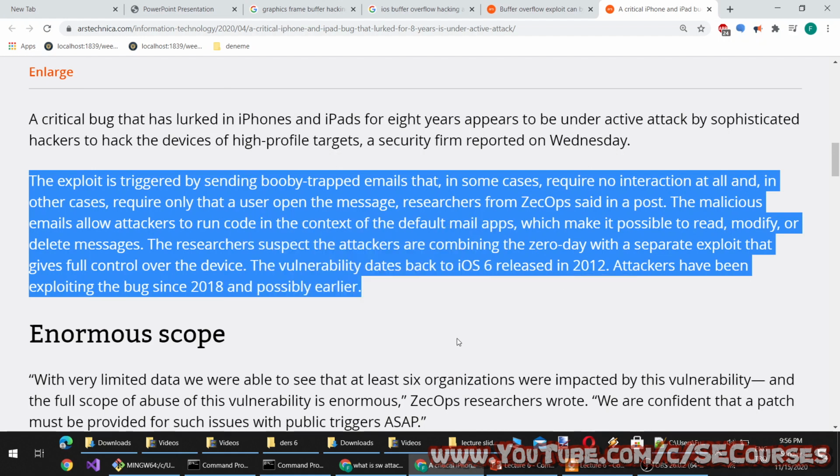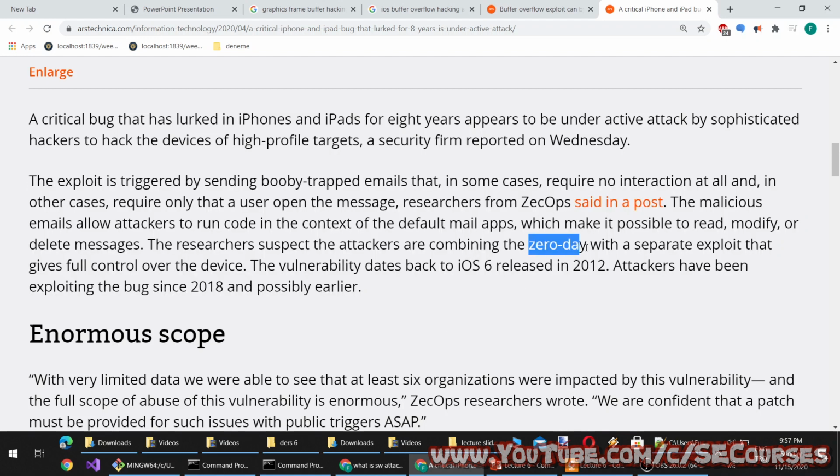The exploit is triggered by sending booby-trapped emails that, in some cases, require no interaction at all and, in other cases, require only that a user open the message, researchers from SECourses said in a post. The malicious emails allow attackers to run code in the context of the default mail app, which makes it possible to read, modify, or delete messages. The researchers suspect the attackers are combining the zero-day with a separate exploit that gives full control over the device. The vulnerability dates back to iOS 6 released in 2012. Attackers have been exploiting the bug since 2018 and possibly earlier.